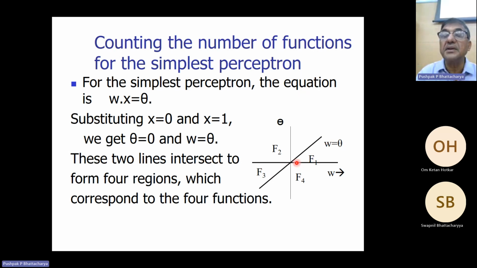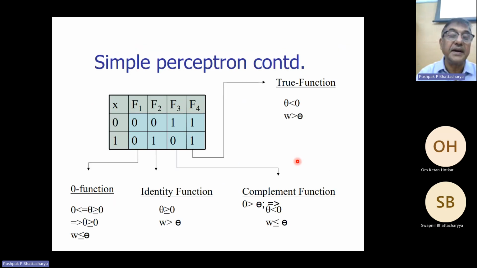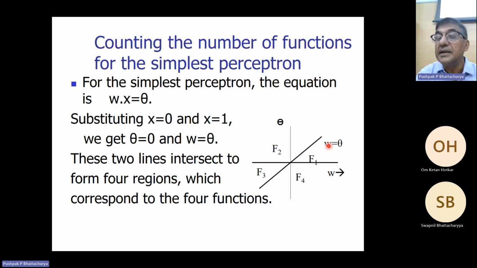So what is the region which satisfies the condition of theta greater than or equal to 0 and w less than or equal to theta? It is this region F1. Any point picked from here will define a perceptron, because every value of w, theta defines a perceptron, and any point picked from here will compute the 0 or false function. No other w, theta can do so.